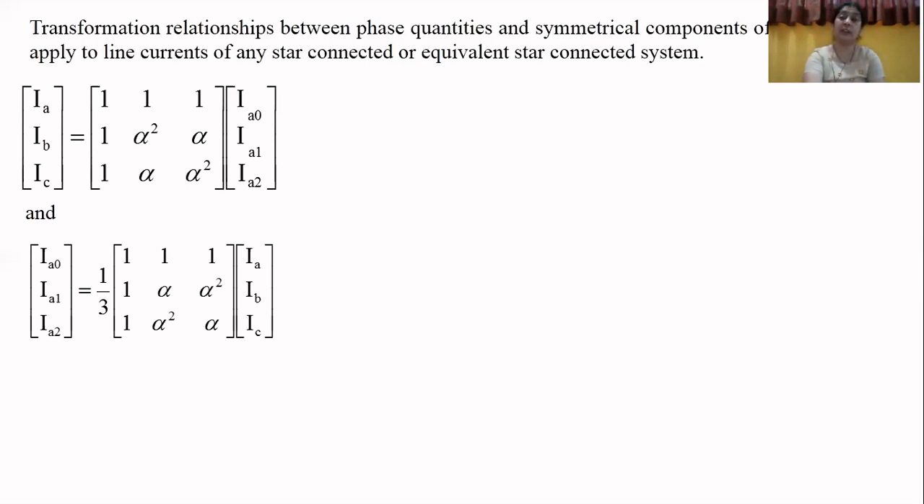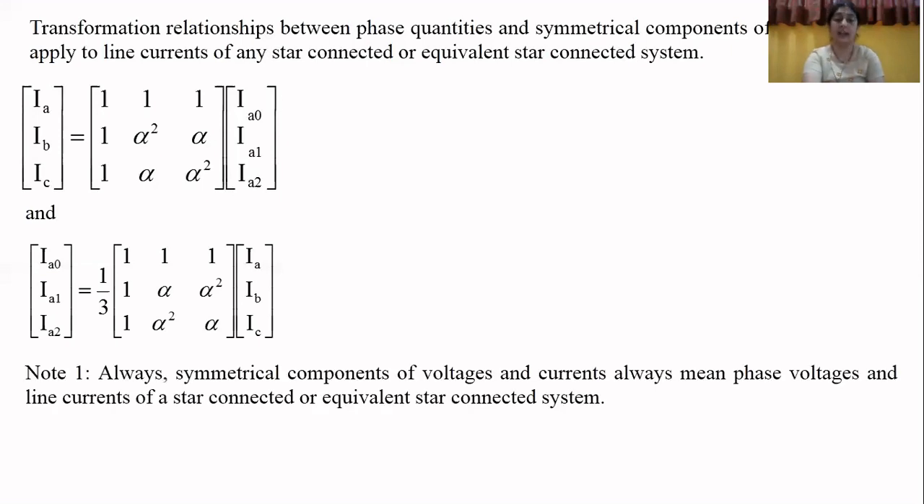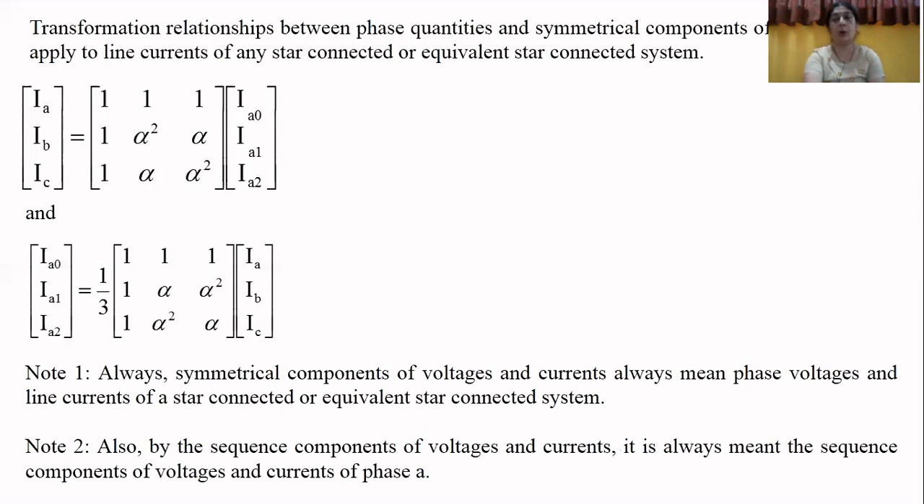Always remember, without mention, whenever we are talking about any system, we are referring to a star-connected system or an equivalent star-connected system. And voltages are always referred to the phase voltages of the star-connected system, and the currents are referred with respect to the line currents of the star-connected system. And again, without mention, whenever we are talking about the sequence components, we are always referring to the phase A. And the other two phases can be later evaluated using the alpha operator with respect to phase A.